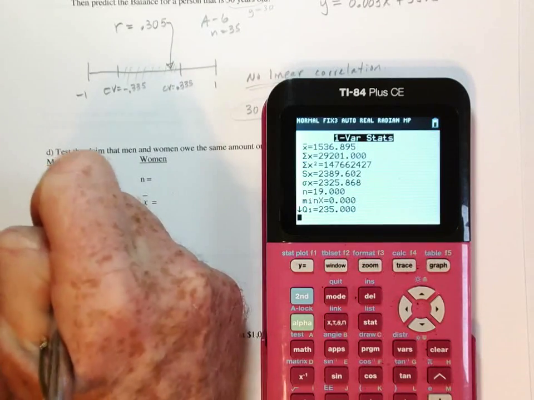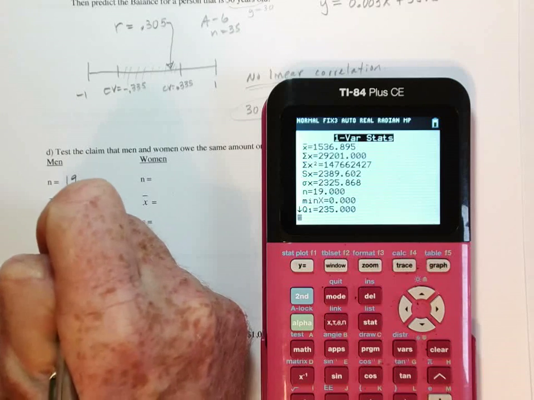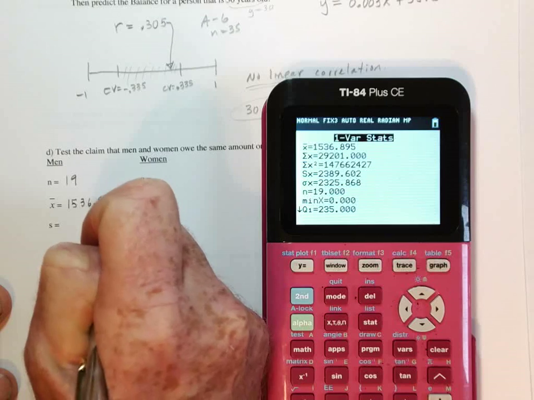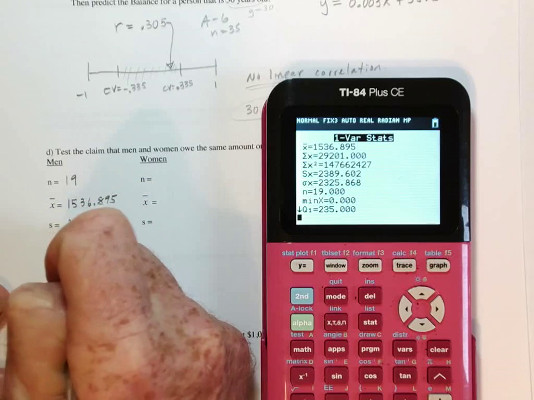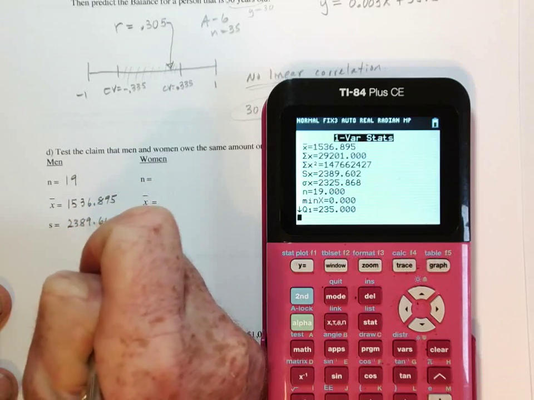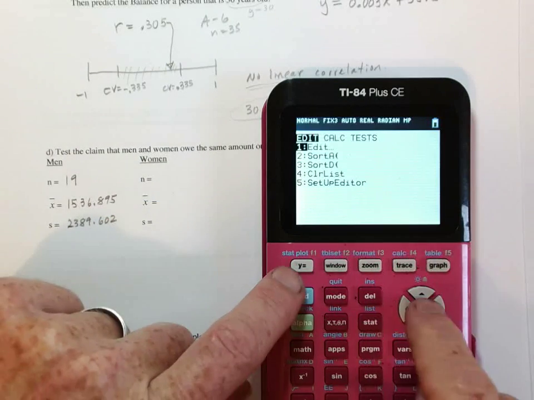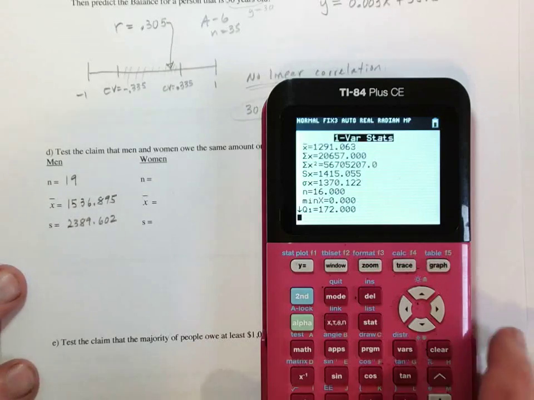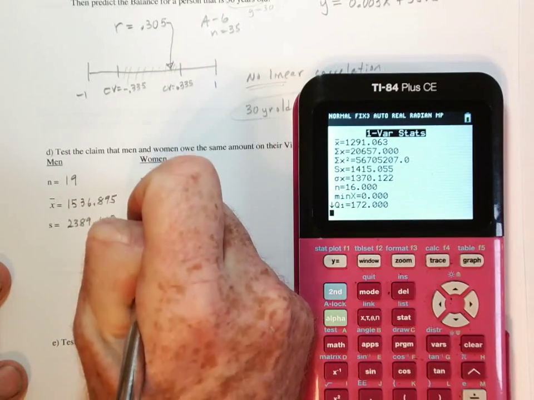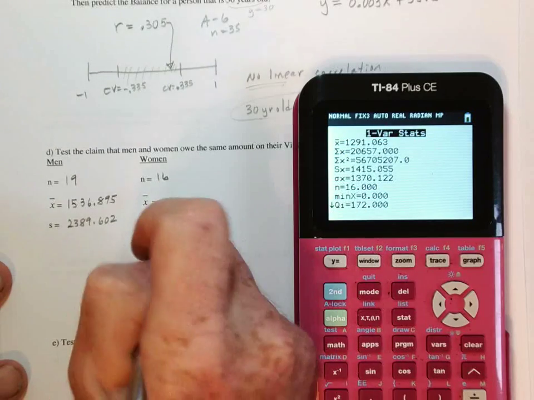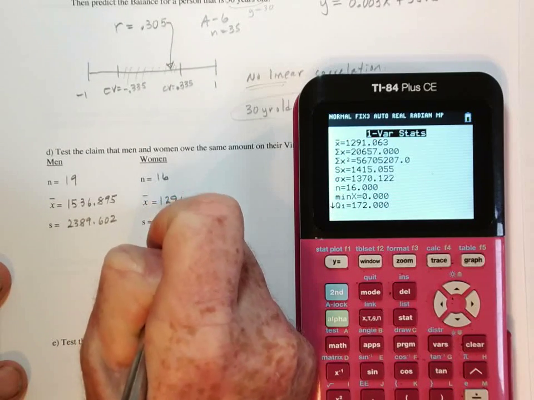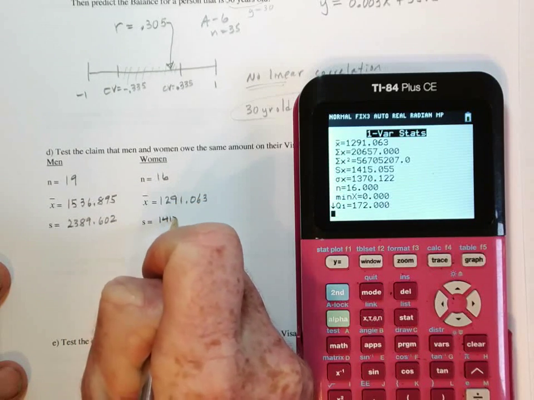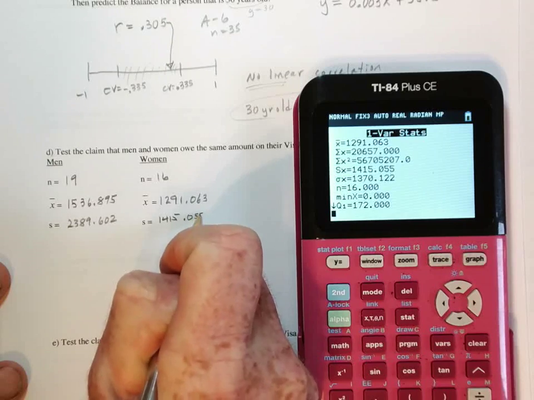So the sample size is 19. The average that men owe is 1536.895, and the S is 2389.602. Then for the women, that's list 4, and there are 16 women. The average is 1291.063, and S is equal to 1415.055.